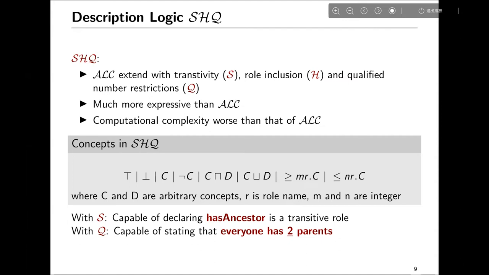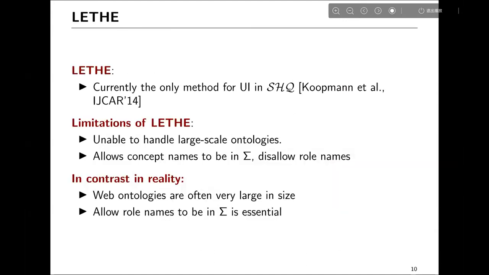So, LETHE is currently the only method for computing UI in SHQ. However, it is unable to handle large-scale ontologies. Moreover, it disallows role names in sigma. In contrast, in reality, web ontologies are often very large in size. There is no method that can be used for the web at the moment. And allowing role names to be in sigma is essential.